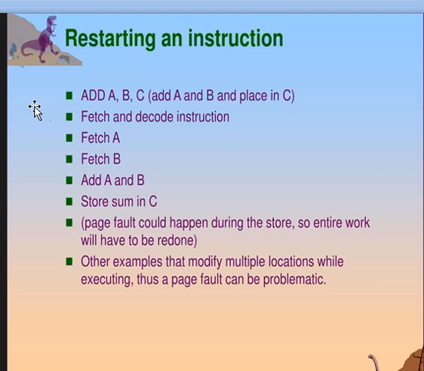So here, if we fault when we try to store in C, because the page containing C is not currently in memory, we would have to get the desired page, bring it in, correct the page table and restart the instruction. The restart would require fetching the instruction again, decoding it again, fetching the two operands again and then adding again. So here what is happening? Other examples are also given here. Modifying multiple locations while executing can make a page fault problematic.